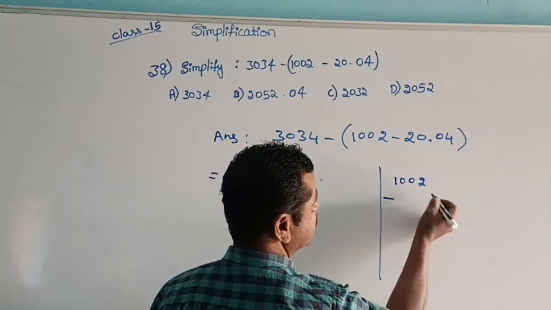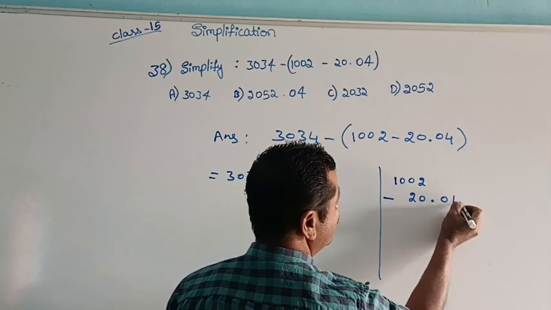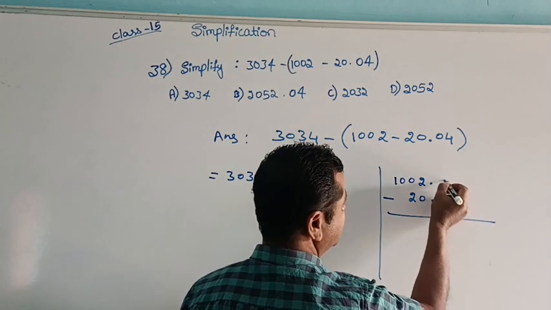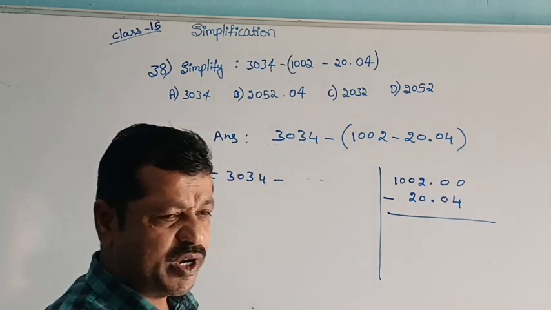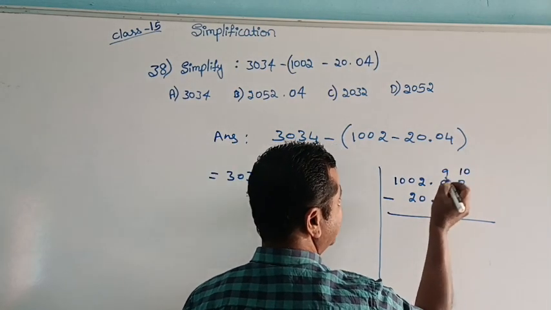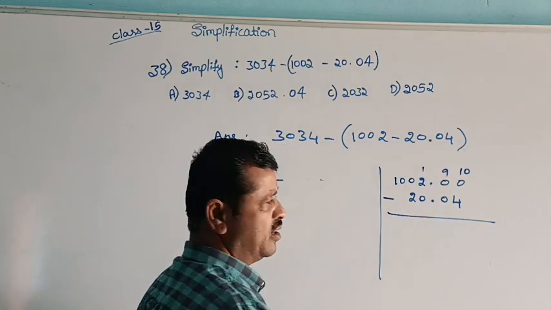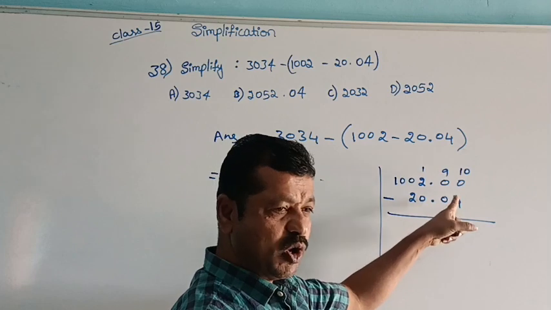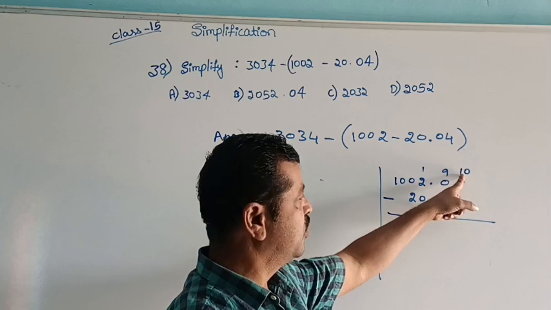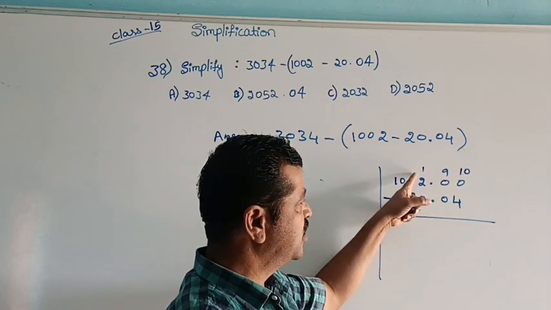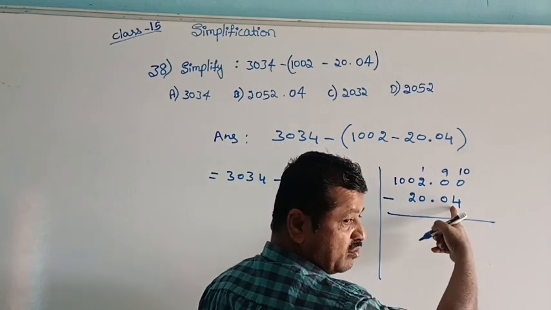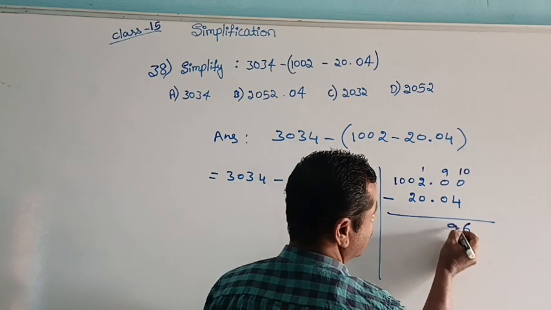1002 minus 20.04. Look at this. 0.00. This is 10. This is 9. This is 1. Okay, take the borrow. Taking borrow, 0, 10. This is 9. This is 1. Subtract from 10, 4, 6.